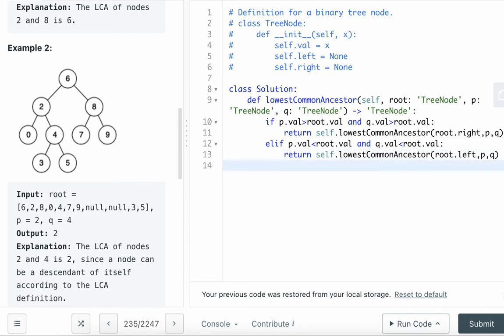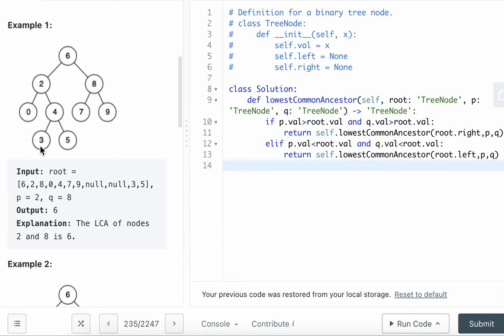And there's another scenario that we want to cover: if p is on the left side of the tree and q is on the right side of the tree, we already know that at any position we are at, their common ancestor is always the root node. So in this case, we can just write an else and return the root. That's basically it for the code.